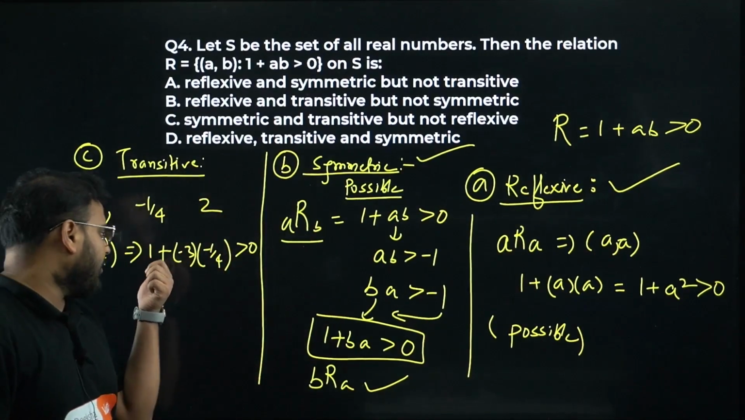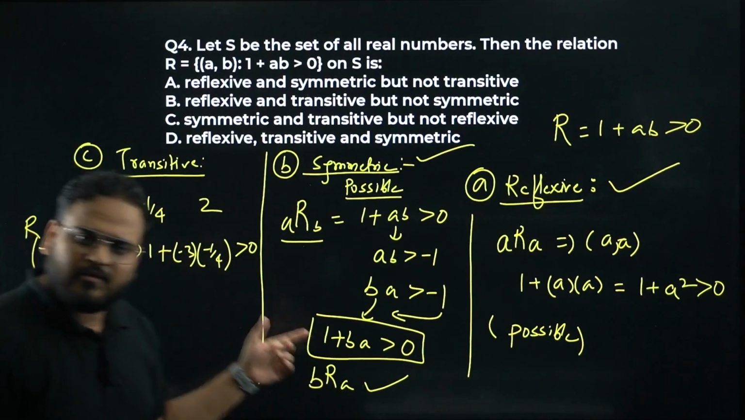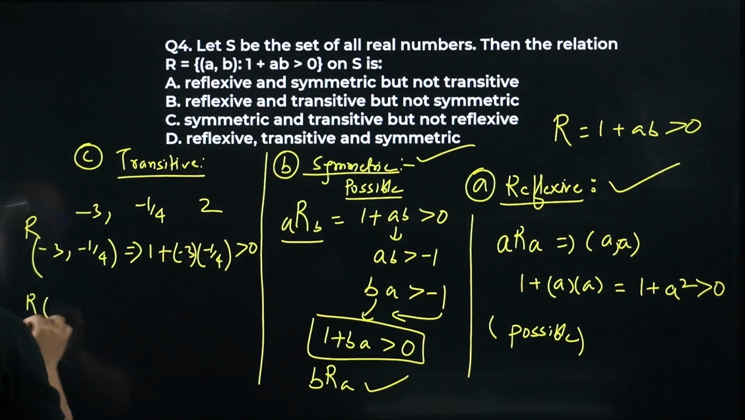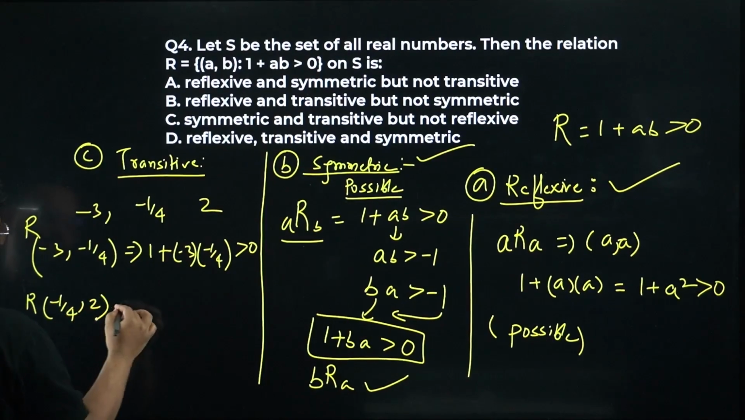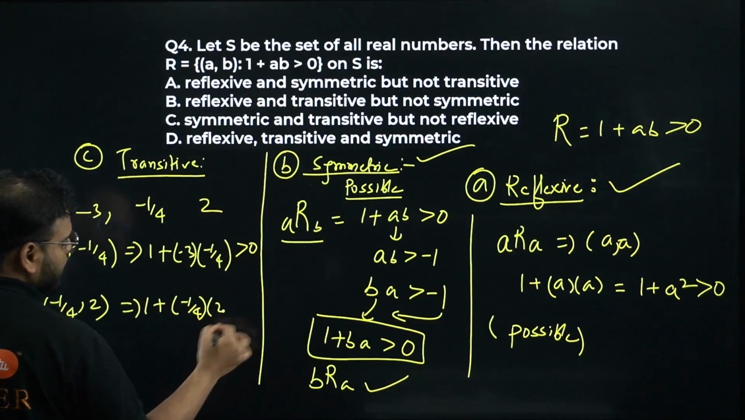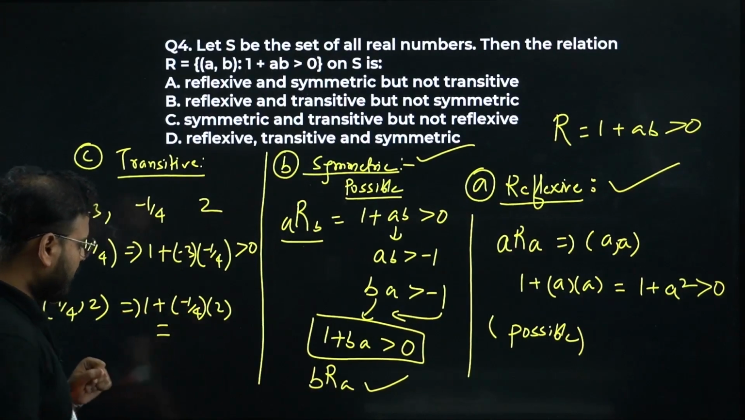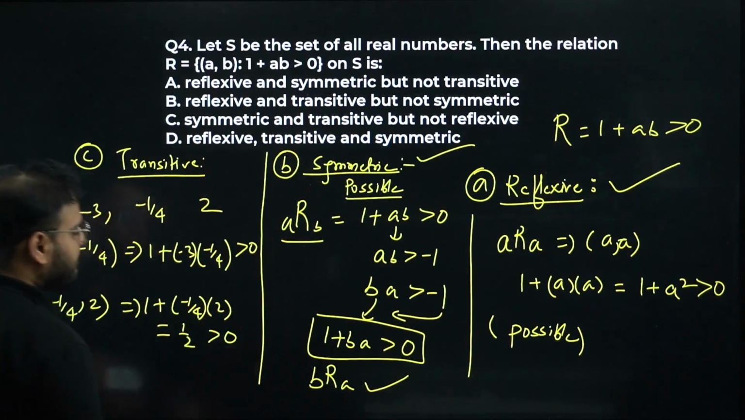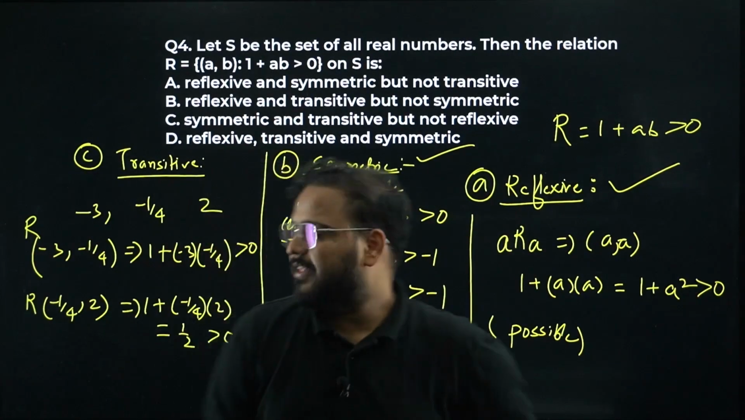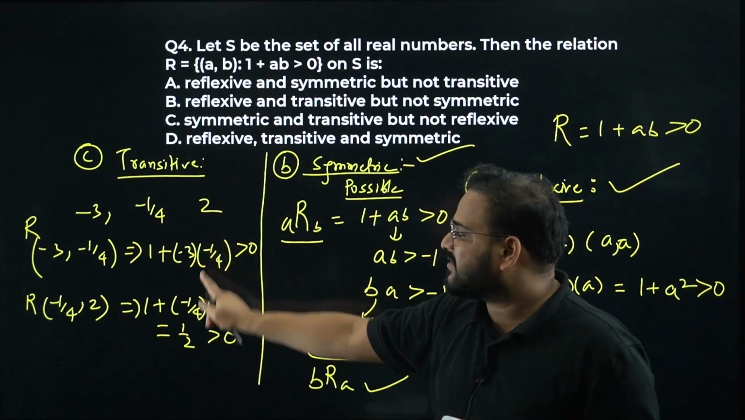Please check over here. I have 1 plus -3 times -1 by 4. It becomes 1.75, which is more than 0, right? Next one, I'm going to take these two together. I have the next relation as R of -1 by 4 and 2. I get 1 plus -1 by 4 times 2. How much is this? This will become 1 minus 1 by 2, which is 1 by 2, more than 0. It means both ordered pairs are making positive results, not a problem. First one was 1.75, this second one is 0.5.